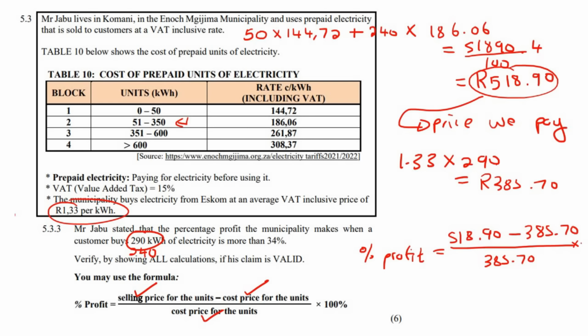Just remember to squeeze the 100 in the correct way, like you can see over here. Oh yeah, it's a good profit. Percentage profit is 34.53%. So Mr. Jabu stated that the percentage profit is more than 34%. Yes, it is, 34.53%. So we could say the claim is valid. Claim is valid.